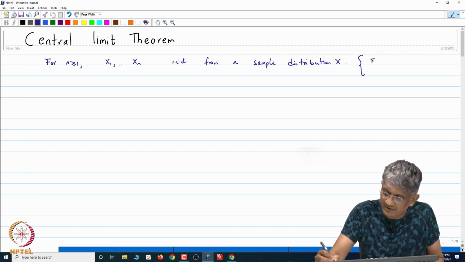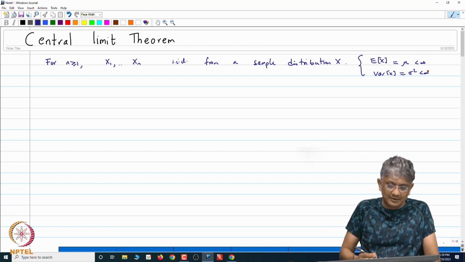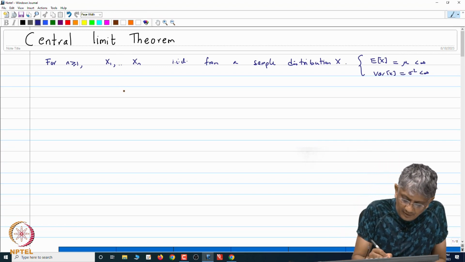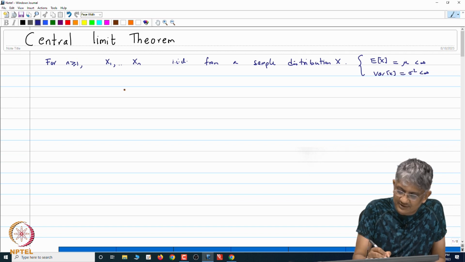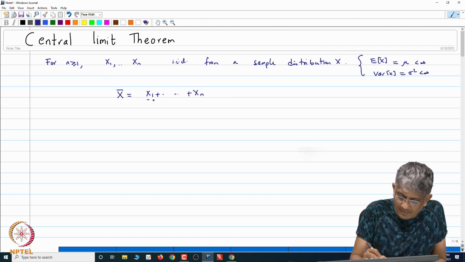characteristics. One is that the mean of x, let us call that mu, is finite, and the variance of x, let us call that sigma squared, also is finite. Okay. Now, suppose I look at the sample mean. So, x bar, which is just x1 plus x2 plus ... plus xn divided by n.